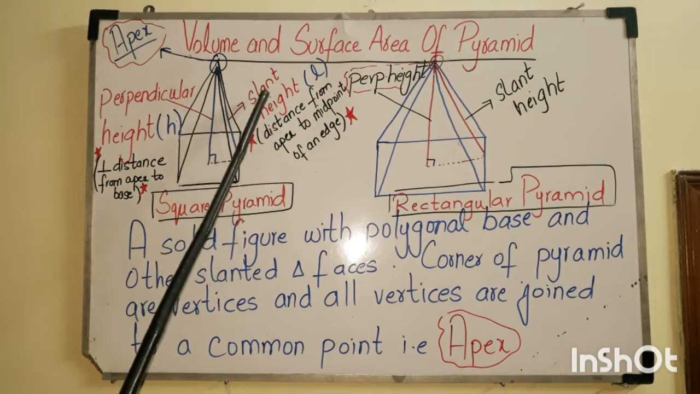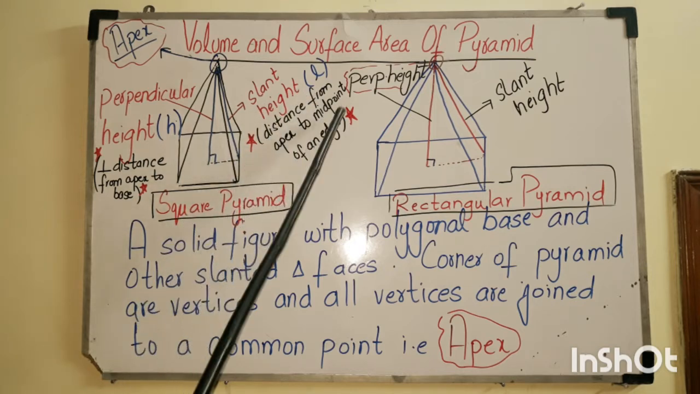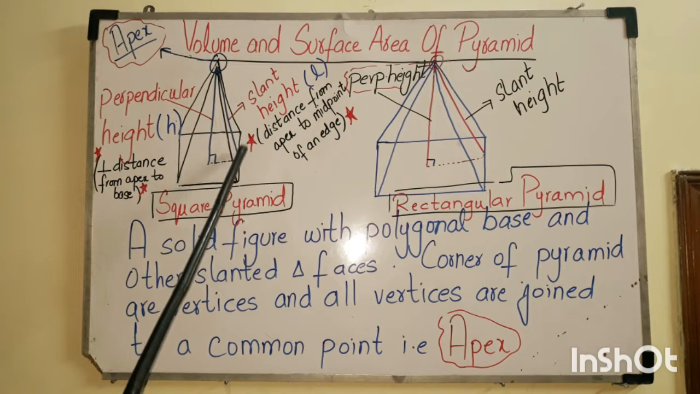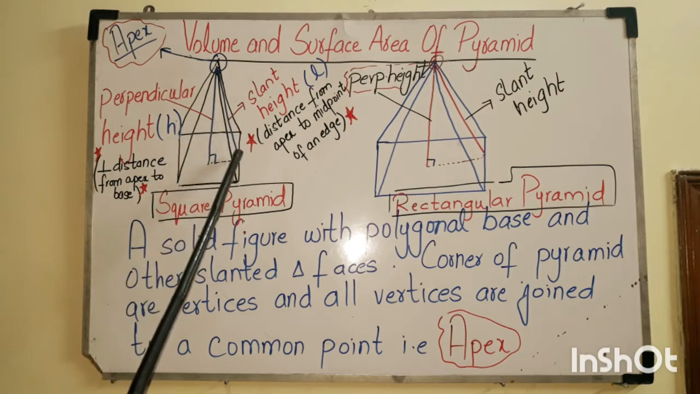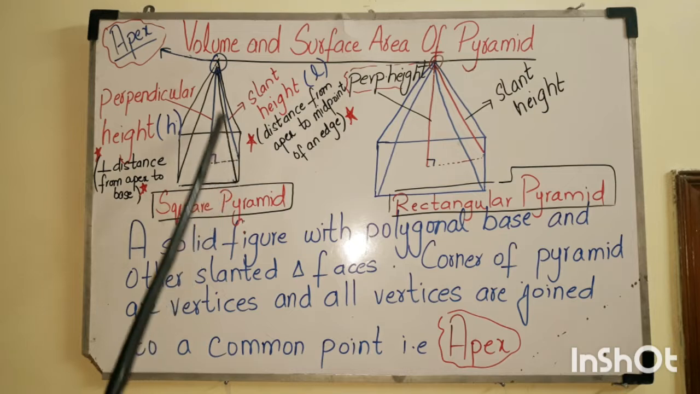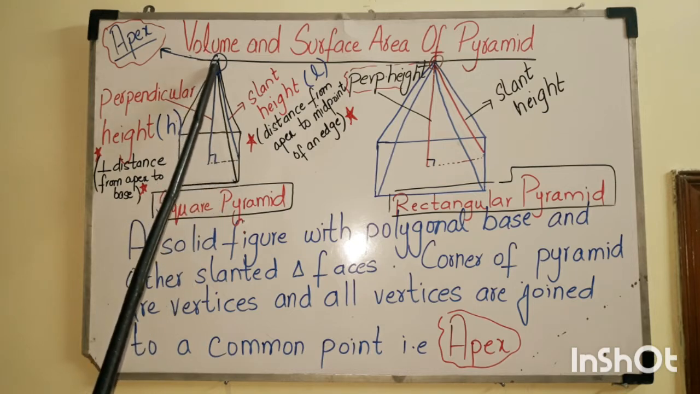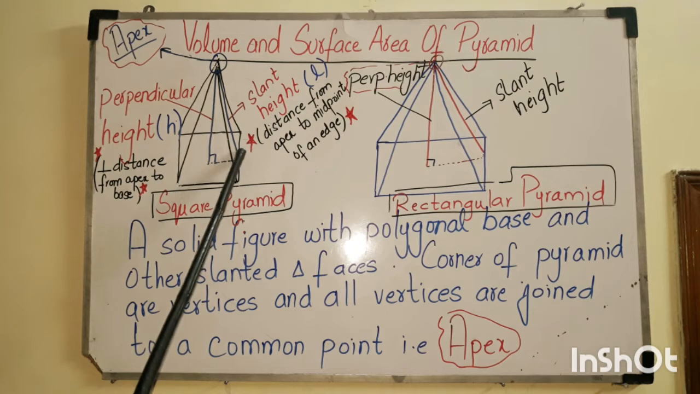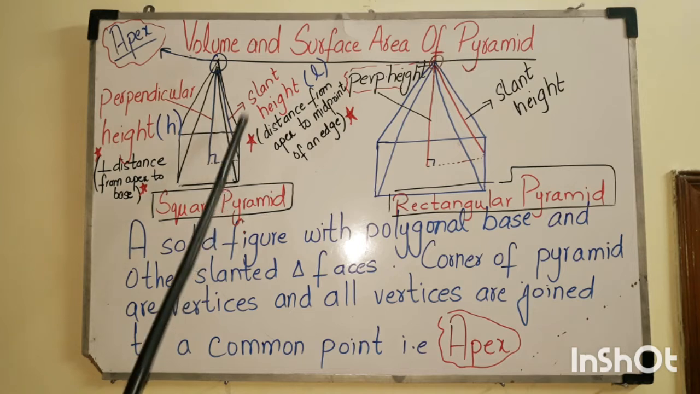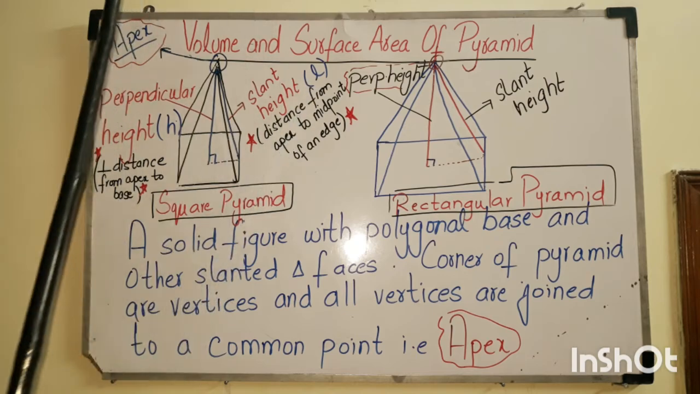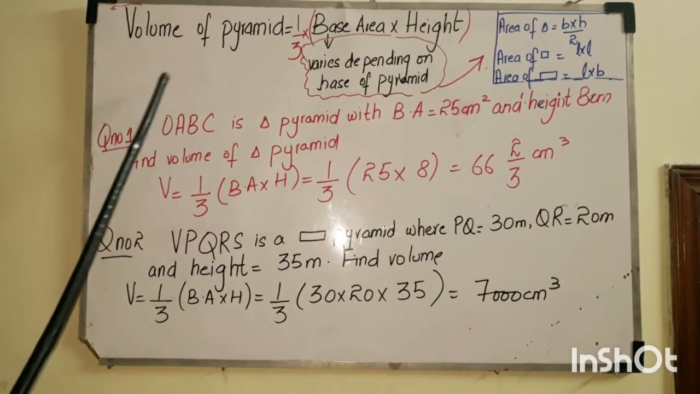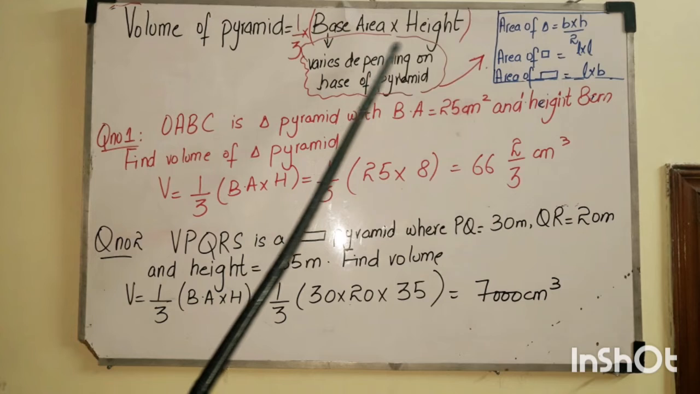And what is the slant height? Distance from apex to the midpoint of an edge. This is the edge of a base. So this is the midpoint of that side. A line which has been dropped down, or the distance from the apex to the midpoint of the base edge, is called the slant height. So the actual height is h and the slant height is L. Now the volume of pyramid is 1 by 3 base area multiplied by height.